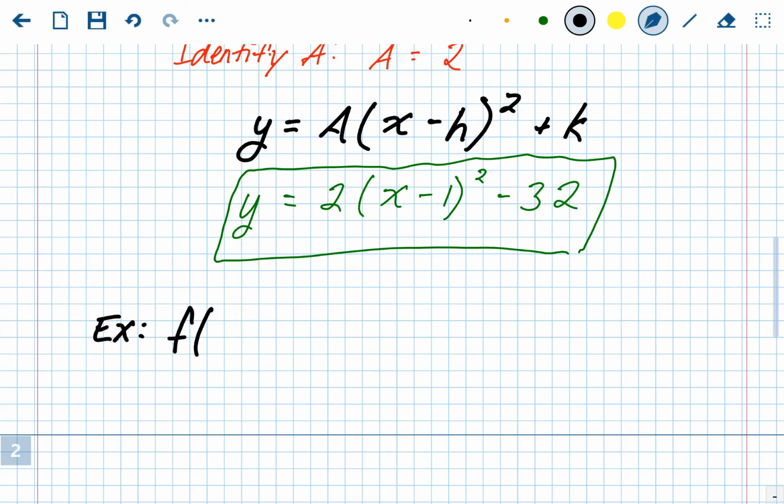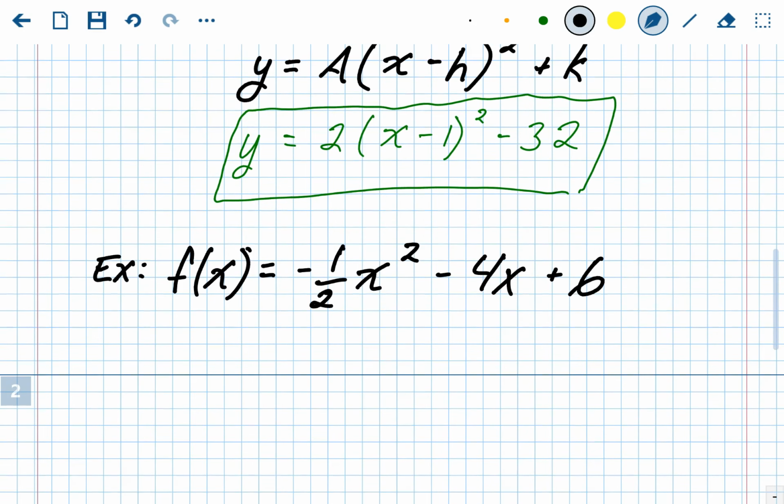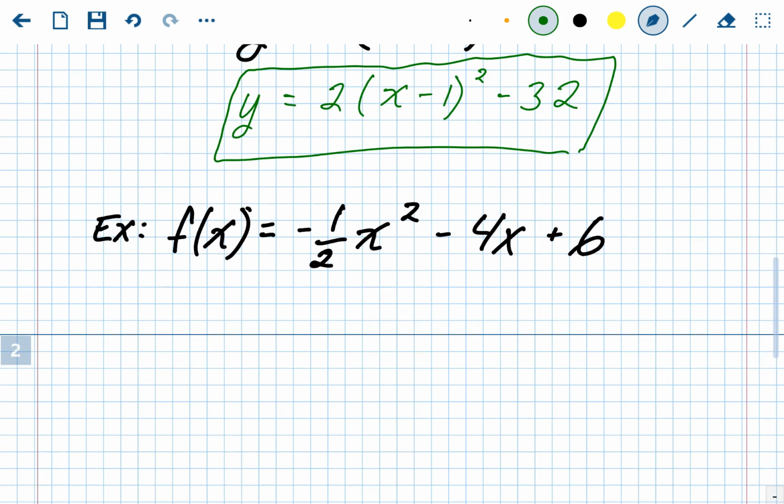Let's say f of x equals negative 1/2 x squared minus 4x plus 6. Again, we know what a is. A is right there. A is negative 1/2. We need to find the axis of symmetry, which is going to be our h value.